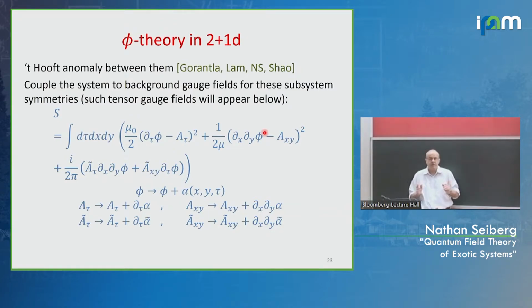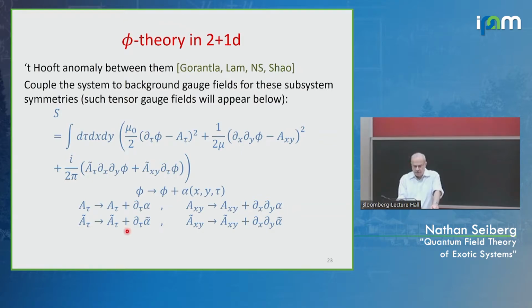I have a system that has a subsystem global symmetry. I couple it to a background field. I started with U(1). With discrete symmetry it can also be done, but then more work is needed. But here it's easy. I just have the current times the gauge field, and the gauge transformations are dictated from the conservation of the Noether current. So this term and this term are invariant under this gauge transformation.